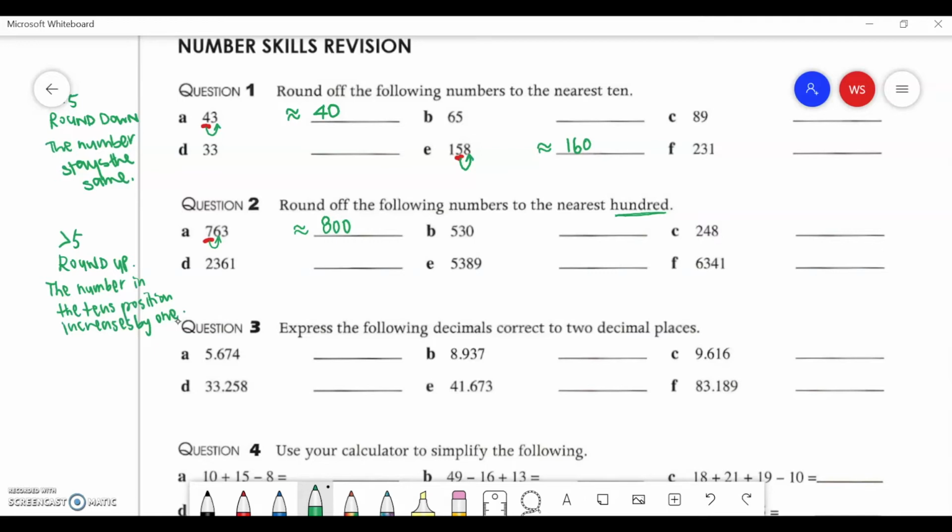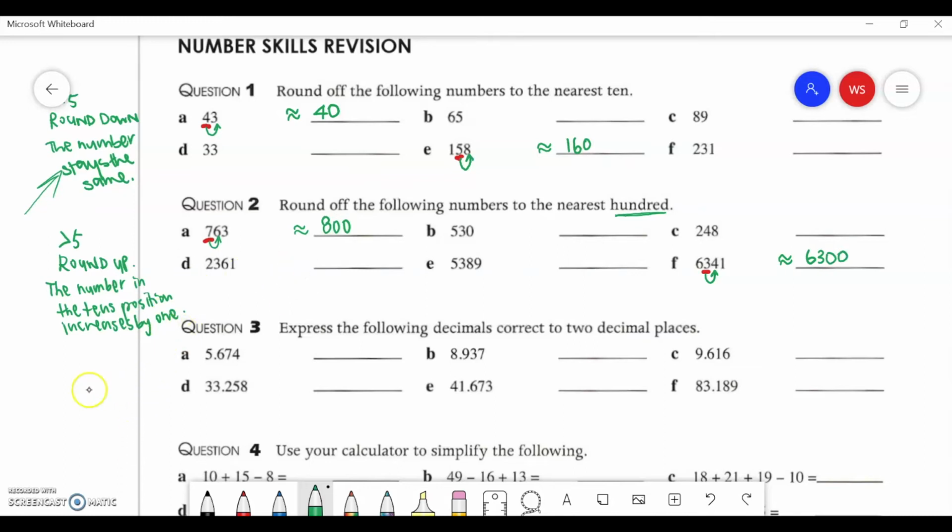Right, moving on to 2F, 6,341. First step, as usual, locating the number in the hundreds position, that is number 3. And how do we know whether this gets rounded up or down? Looking at the neighboring number, which is 4. Because it's less than 5, therefore the number stays the same. So copying 6, 3, 0, 0, 6,300. That will be our answer.